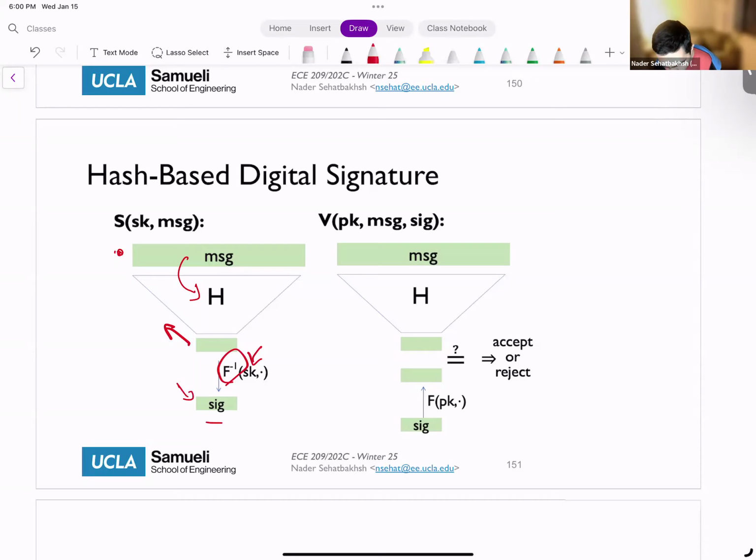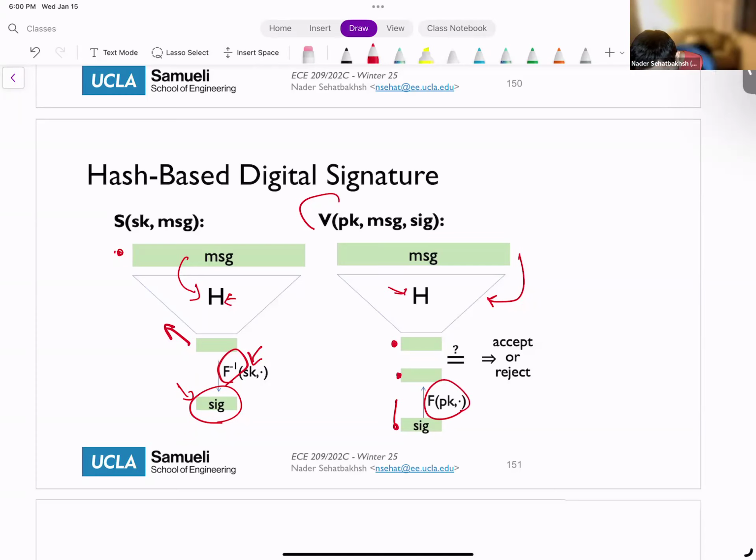Okay, so this would be my signature. The verifier receives the message. They also use the exact same hash function. Remember, hash functions are not keyed and are public. So the verifier also computes the hash. It gets the signature, and it computes the FPK, the forward function.